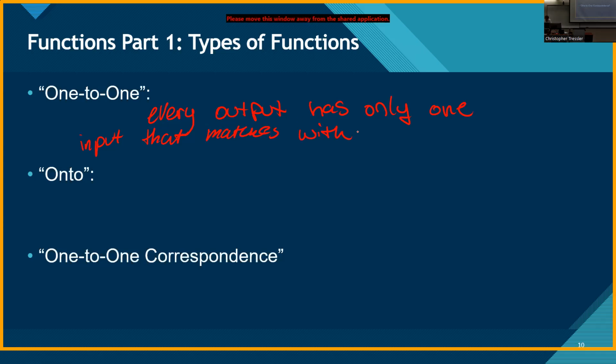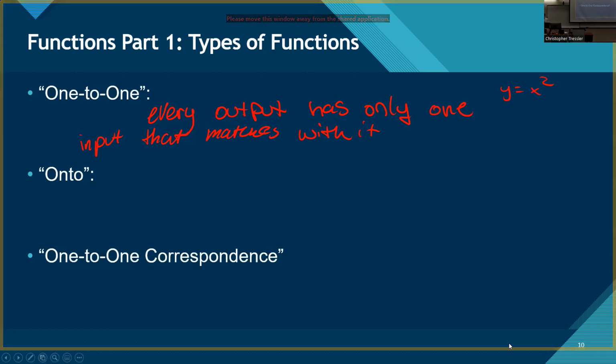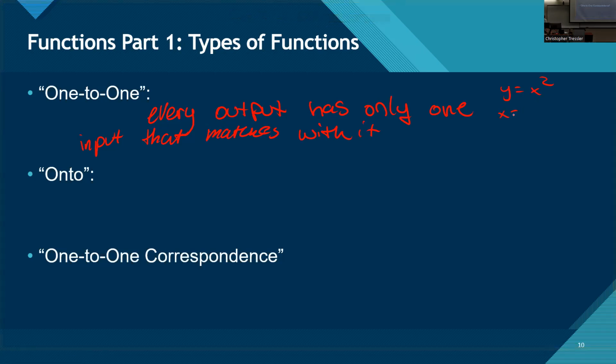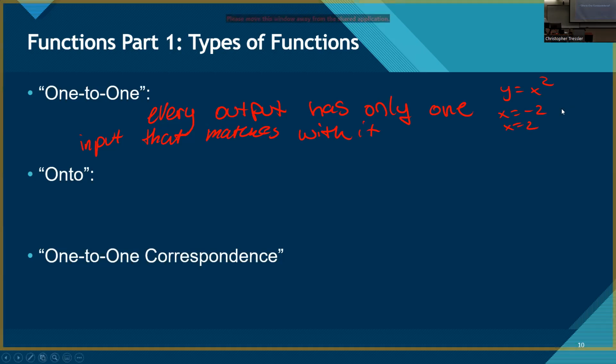What I mean by this, let's say we had a function like x squared, right? Would this be one-to-one at all? No, because think about it. If we had x equals -2 and x equals 2, they're going to give us the same y. So that would not be a one-to-one function, and we'll get into that a little bit more later. But do you guys understand this definition? Every output has only one input that goes with it? Okay, cool. I was just making sure everything is making sense.